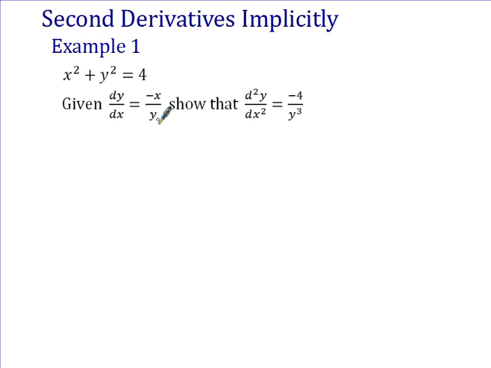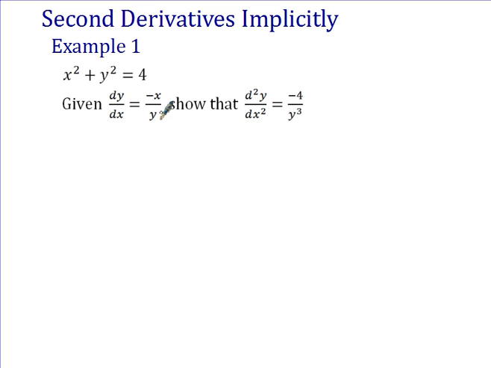What's nice on these types of questions is often on the AP test, when they're asking you to find a second derivative implicitly, they'll actually tell you the answer that they're looking for. You just have to show the work that gets there. So in this case, we're looking for a final answer of negative 4 over y cubed. So let's see if we can get there.